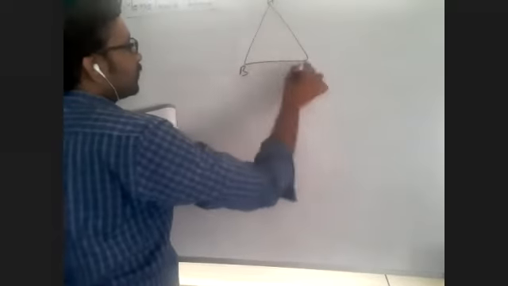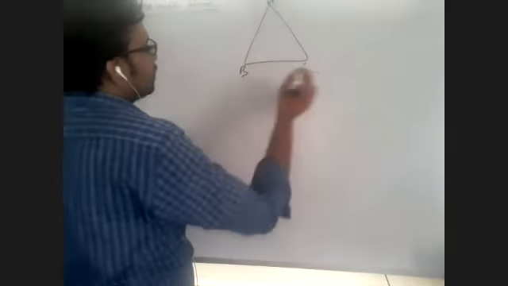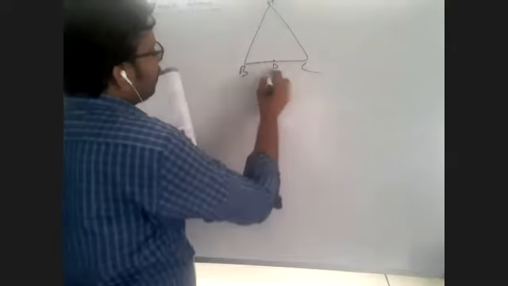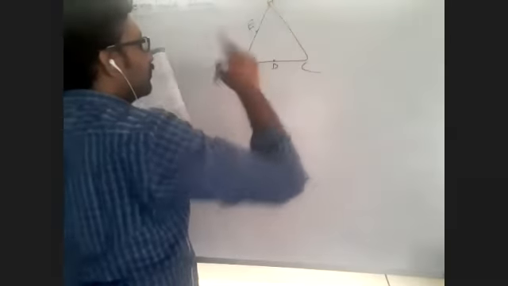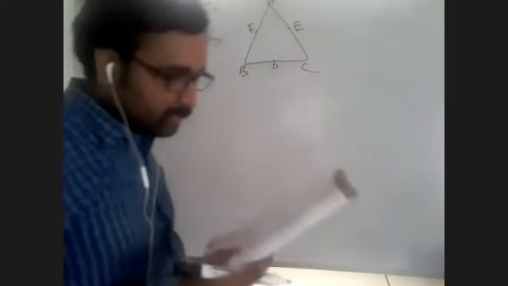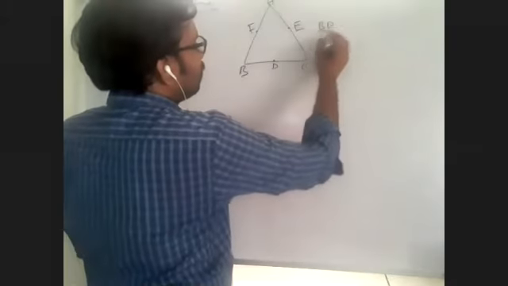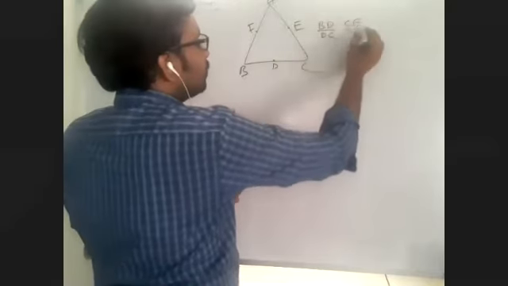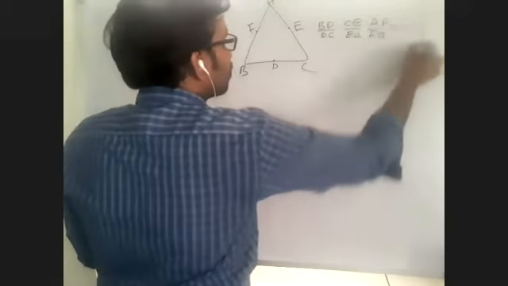If a transversal cuts the sides BC, CA, AB of triangle ABC at D, E, F respectively, then BD by DC into CE by EA into AF by FB is equal to minus 1. Previously it was plus 1, now it is minus 1.